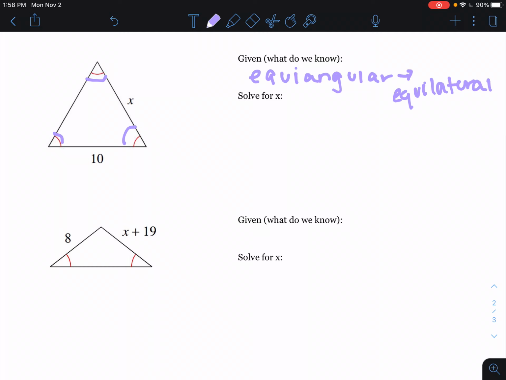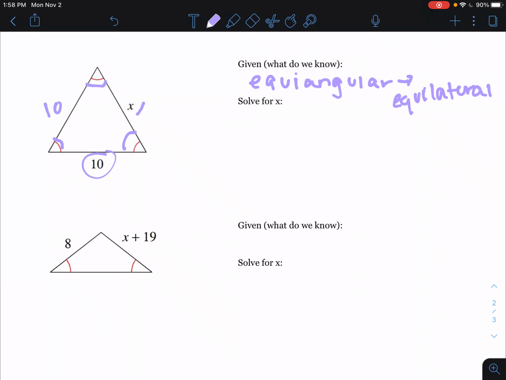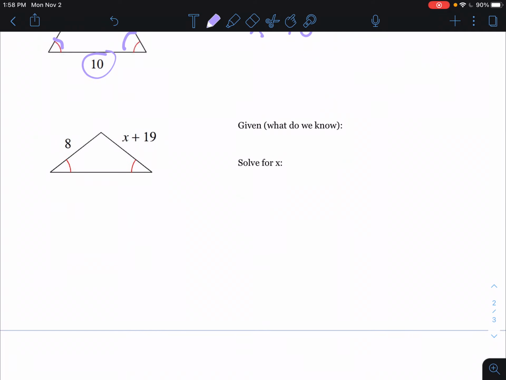Equilateral means all the same side lengths. So if this is 10, that means this is 10, and this is 10, which means what does x equal? x equals 10.